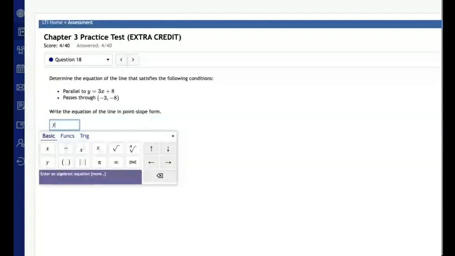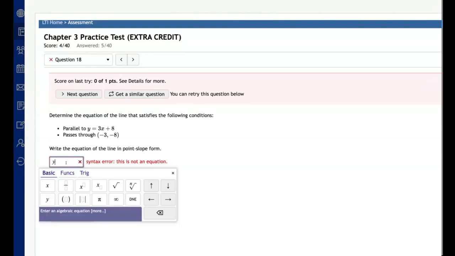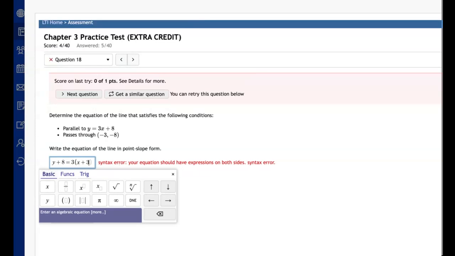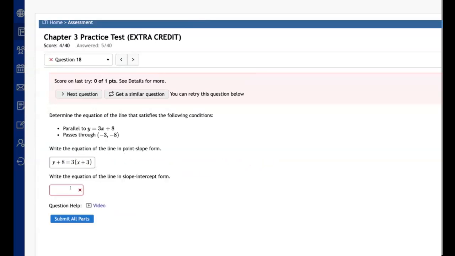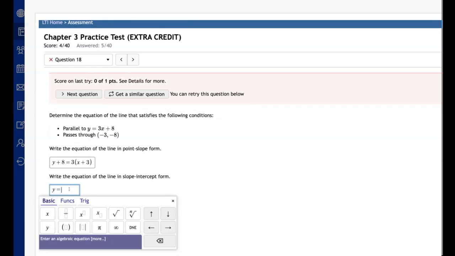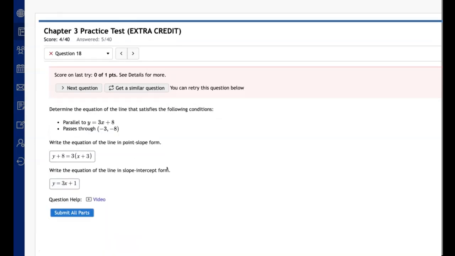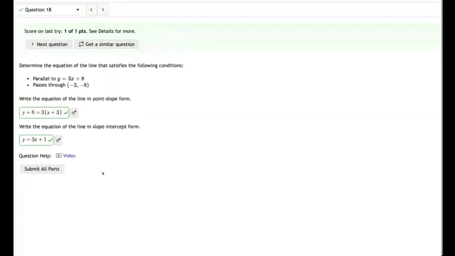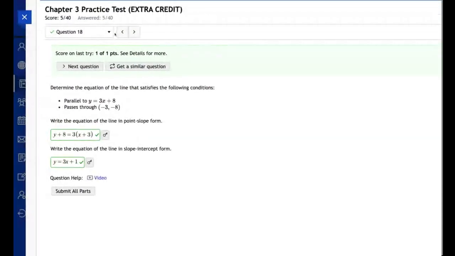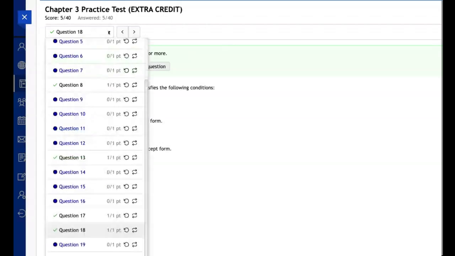All right, so we said y plus 8 equals 3 times x plus 3. And then y equals 3x plus 1. All right, perfect. So number 18. So the next one we said was 23.